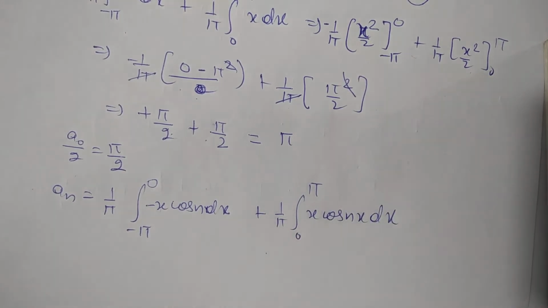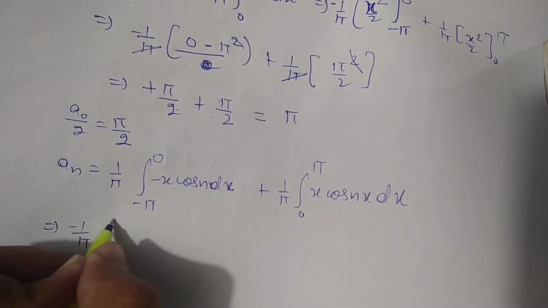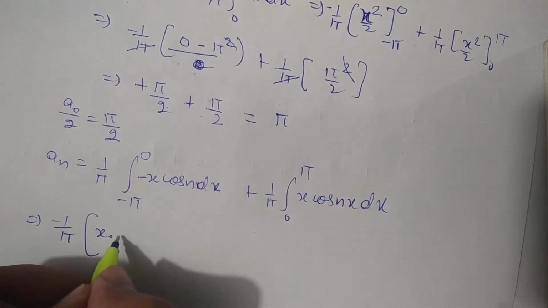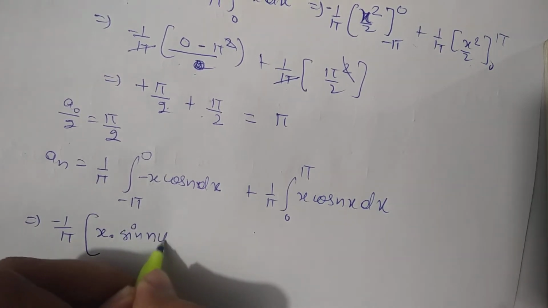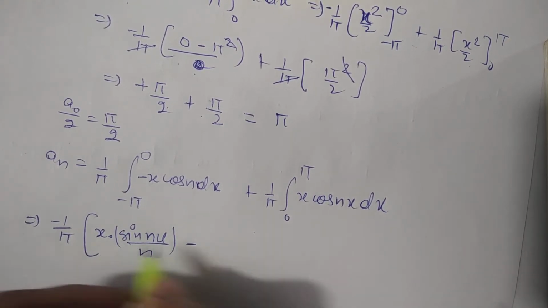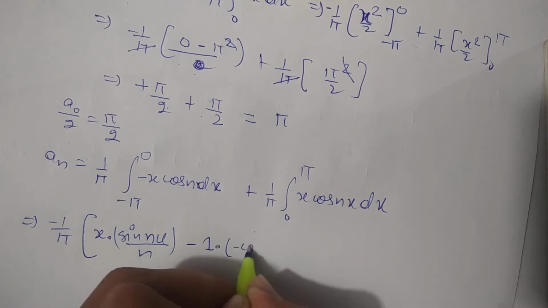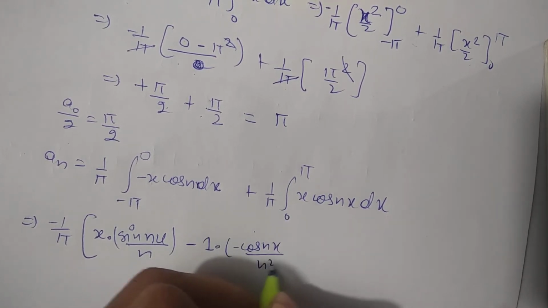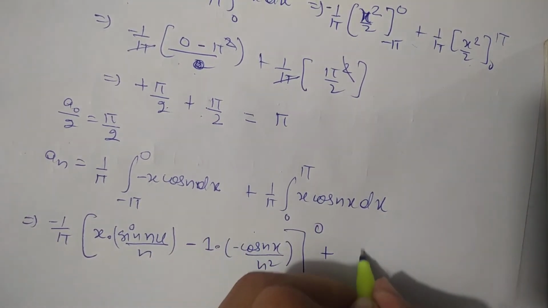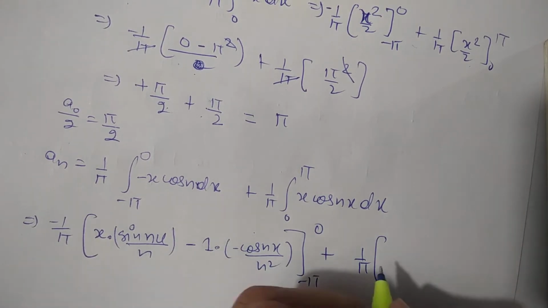Okay, so integrating this value we will get minus 1 by pi I am taking outside, and inside x cos nx will be, x I will put as it is, and cos nx will be sin nx by n only, then minus I will put, and differentiation of x will be 1 only, dot integration of sin nx by n will be minus cos nx by n square. Okay, now put the limits from minus pi to 0, then adding plus 1 by pi, and in integration of x sin nx will be same only, so I will put it over there.